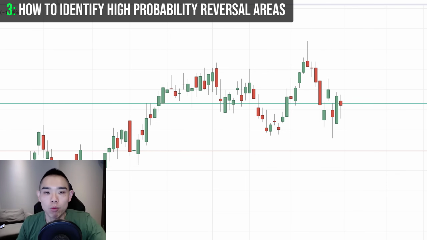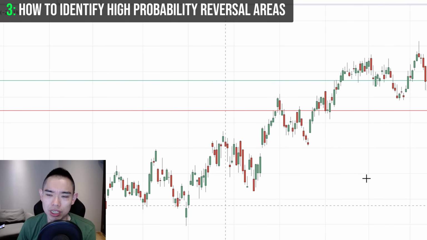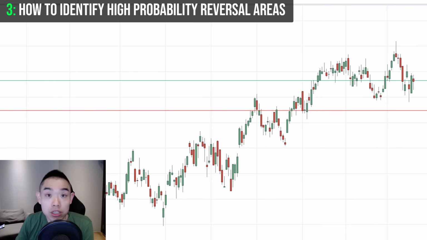Now, what about the target? Earlier you learned how to capture a swing, and now I want to talk about how you can actually ride massive trends in the market. If you just zoom out, you can see this stock is pretty much in a nice uptrend. And capturing a swing is not wrong. It's a perfectly legitimate way to trade the markets.